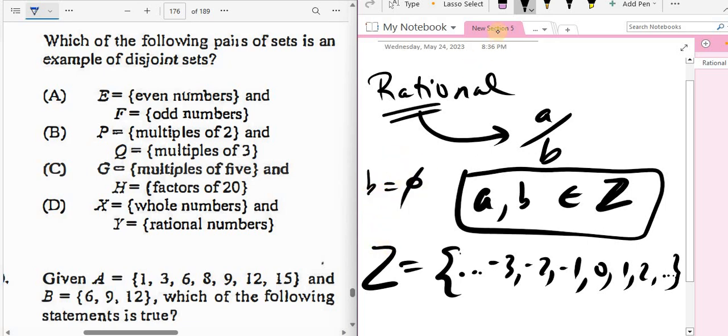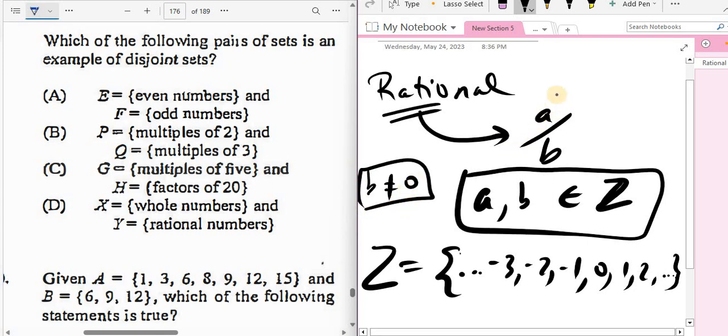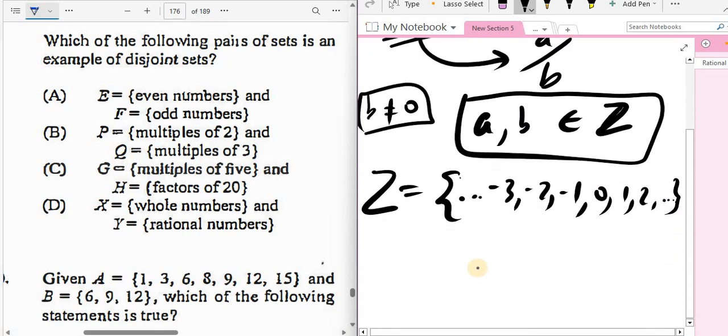One second, I wrote this wrong. Where B is not equal to 0. You can't divide by 0. You get infinity. If it's a positive number on top, you get positive infinity, negative number on top, you get negative infinity. But B should not be equal to 0. But basically, in other words, give me a rational number.